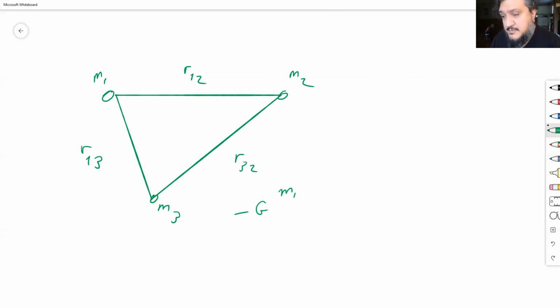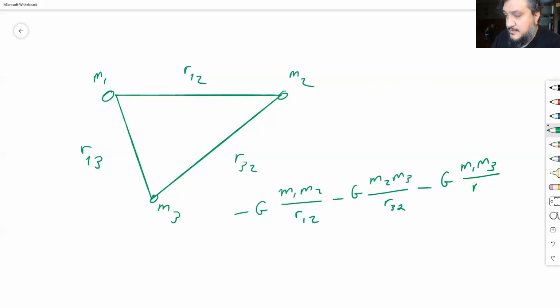Negative G M1 M2 over R12, plus the pair 2, 3: G M2 M3 over R32, and finally the pair M1 and M3, divided by R13. This will be equal to the gravitational potential energy of the system. Imagine you already had two of them, 1 and 3, and then you take M2 and you bring it all the way from infinity to where it is right now. The amount of work you would do would be equal to that.